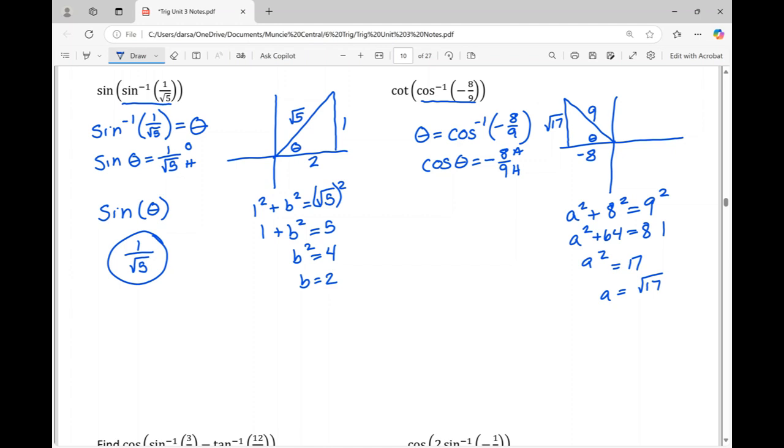Now that we have our triangle labeled and the signs are all correct, we want to ask ourselves, what is this answer? Well, we wanted the cotangent of cosine inverse of negative 8/9. Those don't cancel. But we said cosine inverse of negative 8/9 is going to be this angle theta that we just put into that quadrant. So what is the cotangent of theta? Well, tangent, TOA, is square root of 17 over negative 8. So cotangent will be the upside down of that, or 8 over the square root of 17.